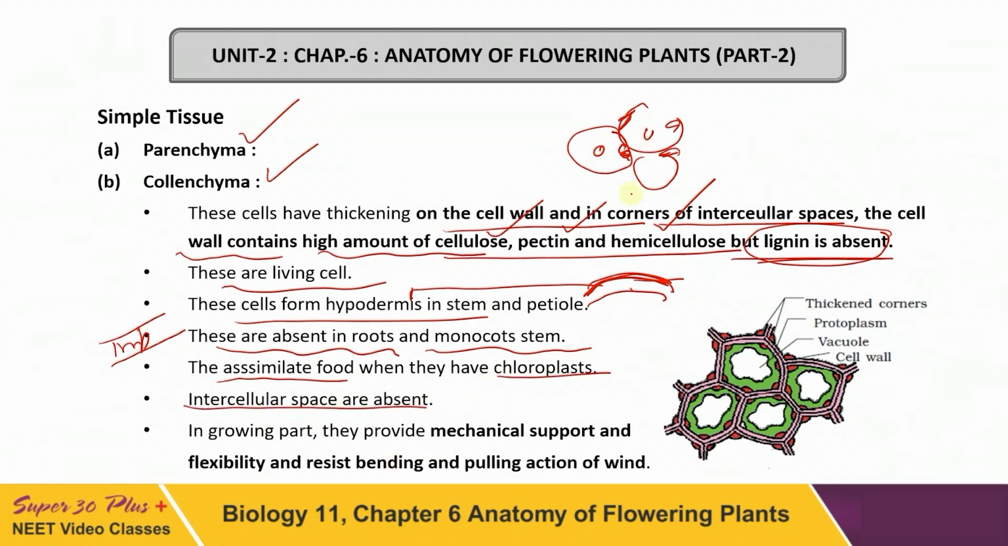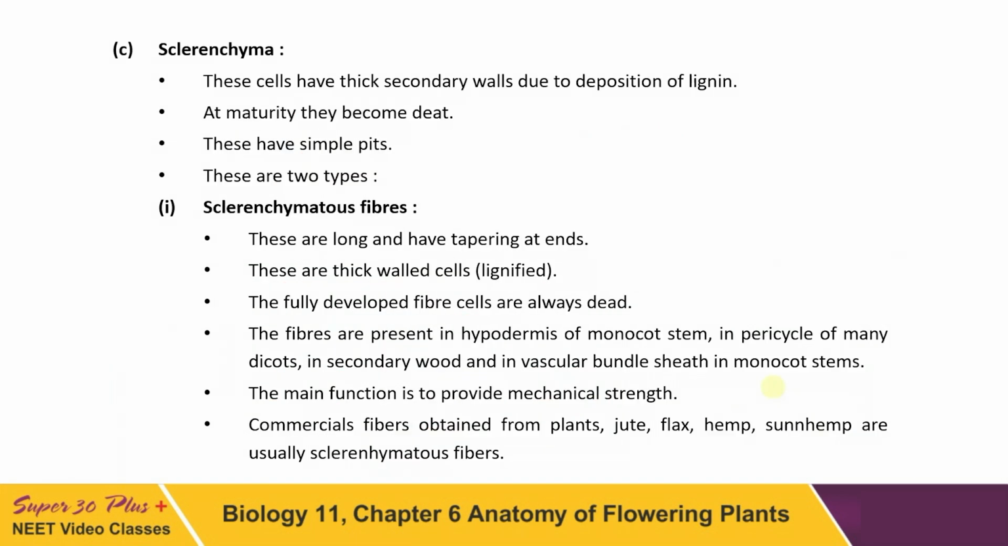Because the thickening is uneven thickening. You can see here, these are the thickenings. These are the vacuoles, this is the nucleus, these are the thickened corners, and here are the protoplasm and cell wall. In growing parts, collenchyma will provide mechanical support. Living cells will provide mechanical support, flexibility and resistance against the bending and pulling action of wind. This is collenchyma.